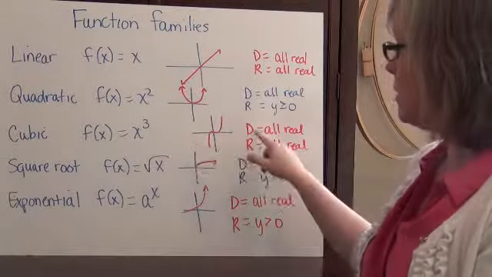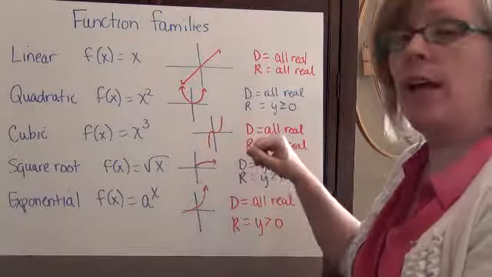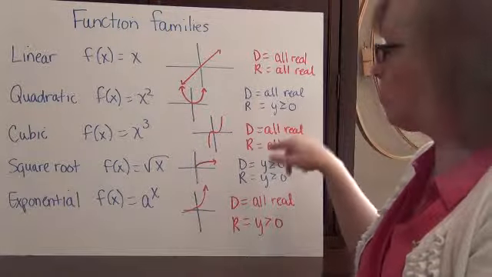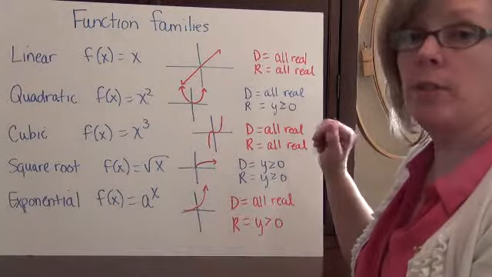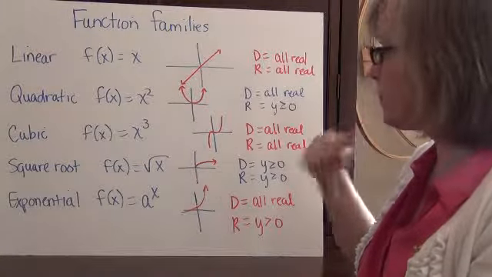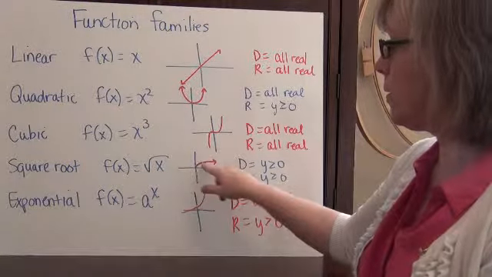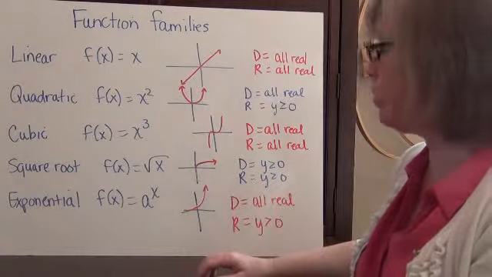Now I look at this one. The domain, I can put any number in for x, all real numbers. And the range, all real numbers. I can get any number back out. Square root's a little bit different. See where it's located? It's just up here in the first quadrant.